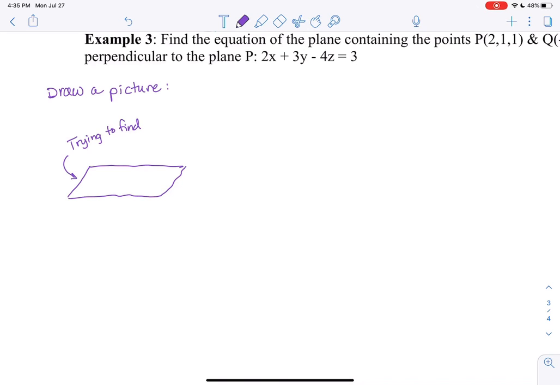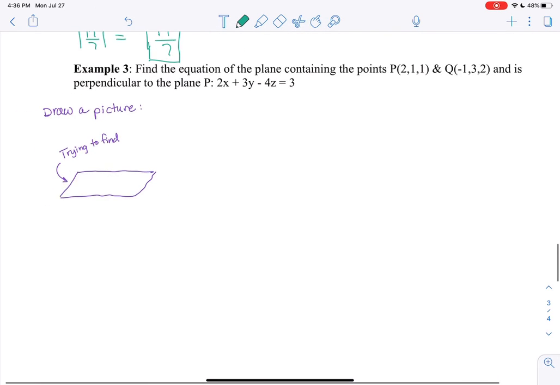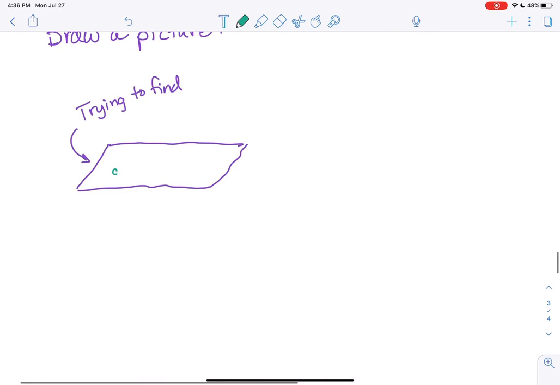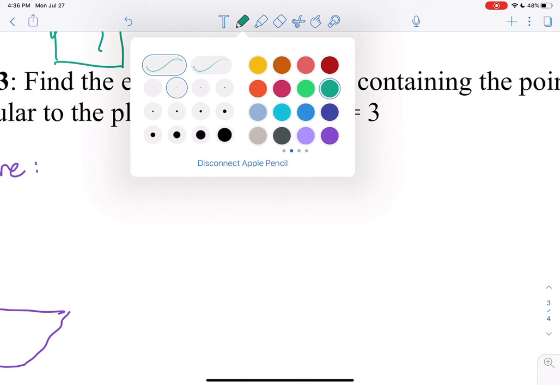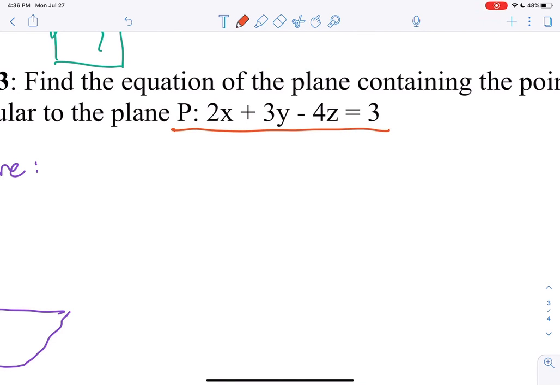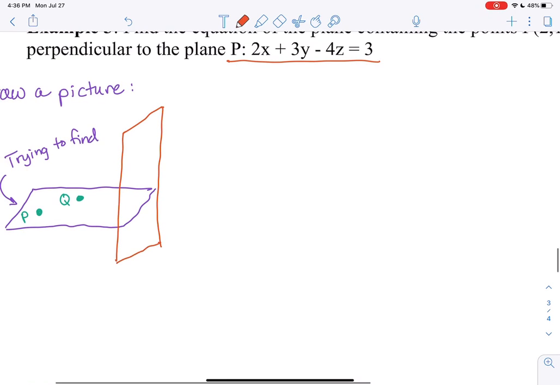And we know that that plane contains the points P and Q. So P and Q lie in this plane. And we know that this plane has to be perpendicular to this plane. I'll do it in this orange, red. So we know that plane P is perpendicular. So here's P. It's perpendicular to the plane we're trying to find.